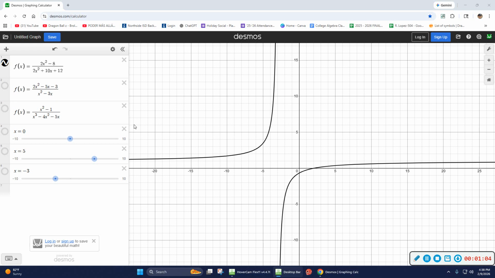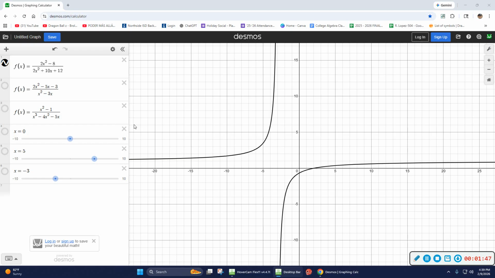Here we have a function. The first thing I want to do when I have a rational function is simplify it. I want to work with the simplest form. So I'm going to start by factoring the numerator and the denominator. Notice how they both are divisible by 2. If I take out a 2, dividing the top by 2, I am left with x squared minus 4. And the bottom is also divisible by 2. When I do that, I am left with x squared plus 5x plus 6.